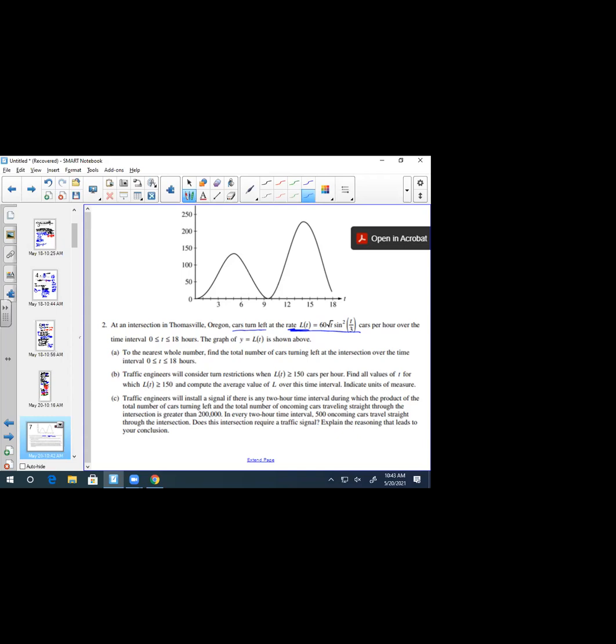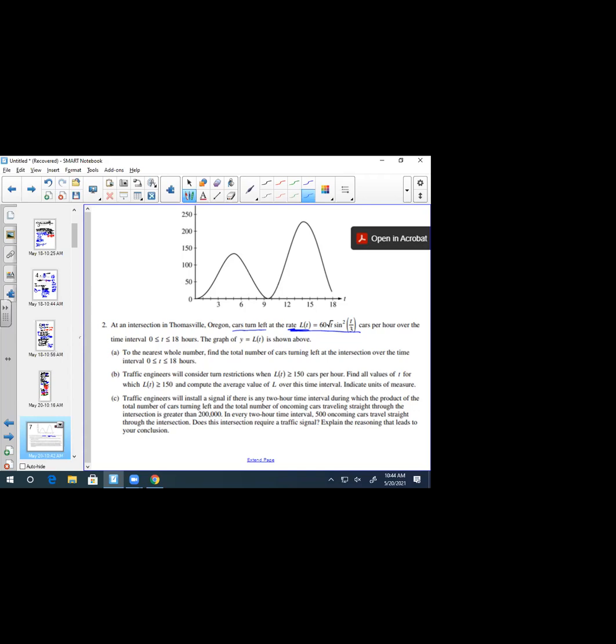They don't say when t equals 0 is. Maybe that's midnight, maybe that's 6 a.m., I don't know. But whenever they start, they're timing it for 18 hours, and cars are turning left at the rate L of t is equal to 60 root t sine squared of t over 3.